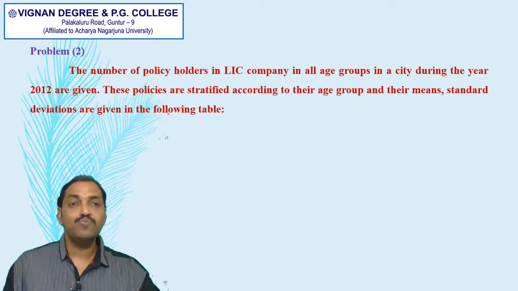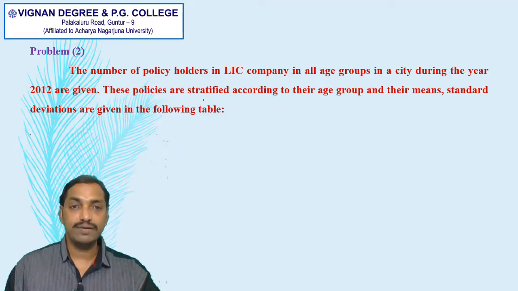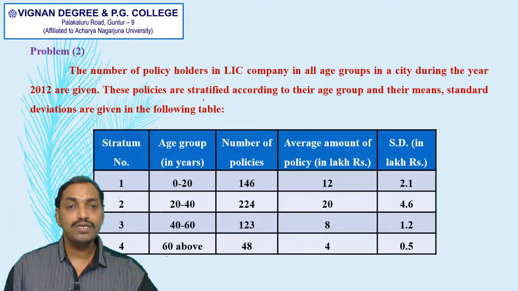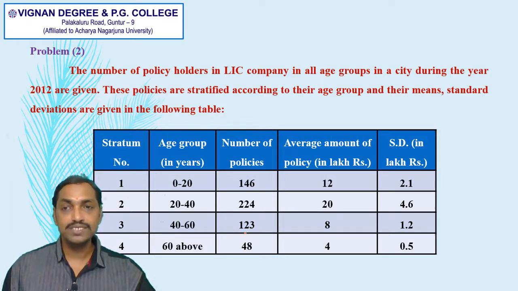Now, problem number 2. The number of policy holders in an LIC company in all age groups in a city during the year 2012 are given. These policies are stratified according to their age group, and their means and standard deviations are given in the following table. There are 4 strata, 4 age groups, and the number of policies, the average amount of policy in lakhs of rupees, and the standard deviation of the amount of policy in lakhs of rupees are given.